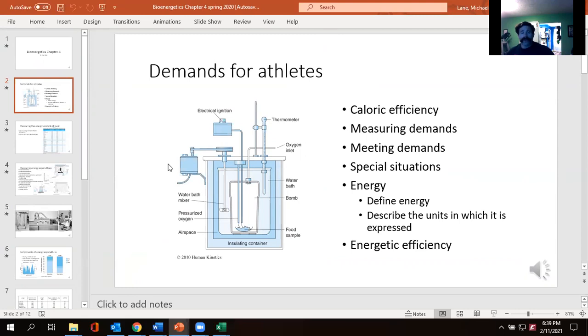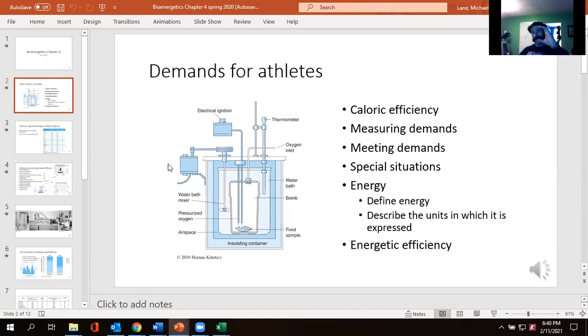So the picture here is what's known as a bomb calorimeter. And this is literally what food would be placed inside and then effectively exploded. And then the amount of heat that it gives off would be in turn measured. And that's how we figure out literally how many calories are in there, which is the energy required to increase 1 gram of water, 1 degree Celsius from 14 to 15 degrees centigrade.